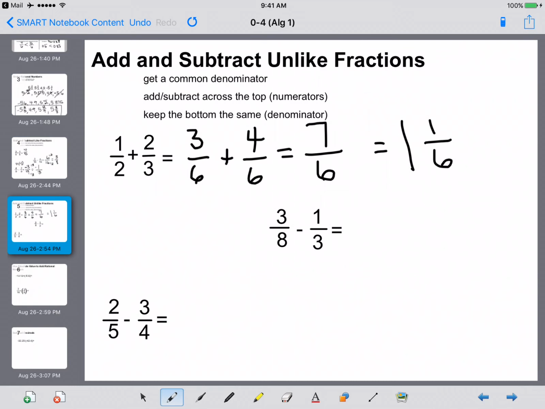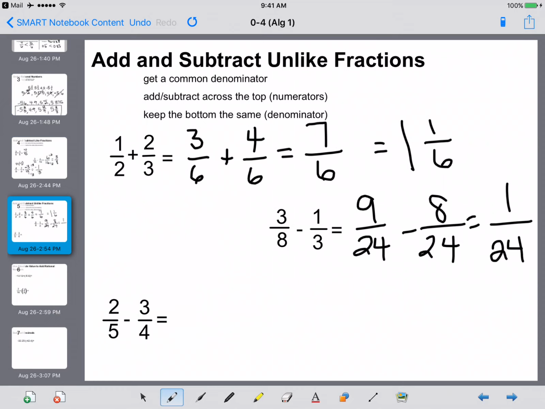So 8 and 3 have a common denominator of 24, right? Because 8 times 3 gets us to 24. And we're subtracting. So how to get from 8 to 24? Times 3. 3 times 3 is 9. Our denominator, 3 to 24 is times 8. So 1 times 8 is 8. 9 minus 8 gets us 1, and our denominator stays. So 1/24 is our answer there.